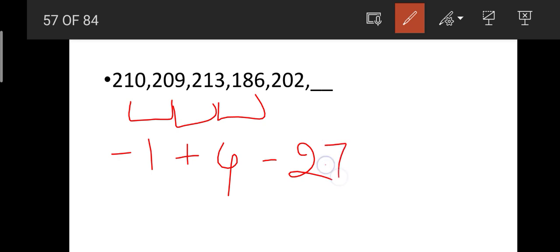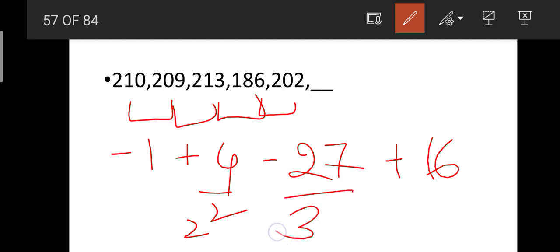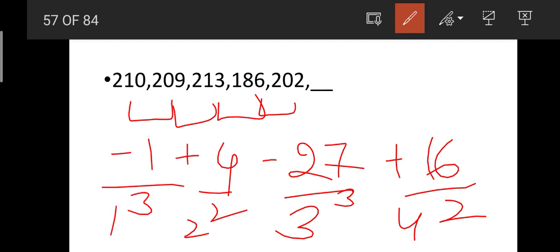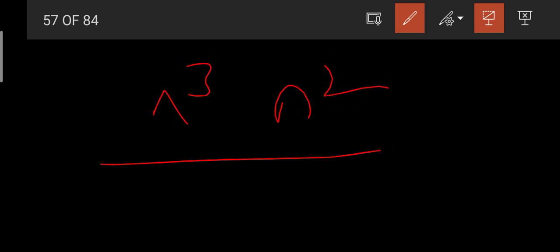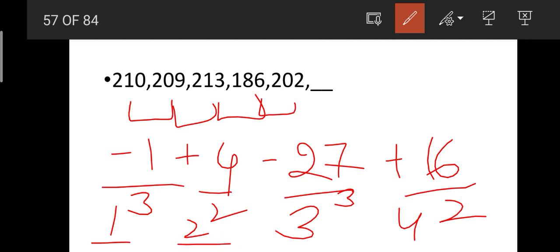Okay, the difference between this is -1, and here they have added +4, and here they have subtracted -27, and here they have added +16. Okay, what may be the logic here? This is 2 square, and this is 3 cube, and this is 4 square, then it must be 1 cube. Okay, here they have taken the alternate series of n cube and n square, isn't that? Okay, 1 cube, 2 square, 3 cube, 4 square.